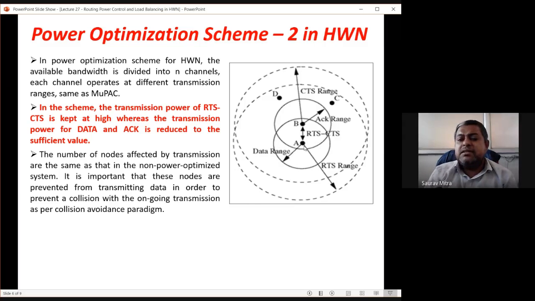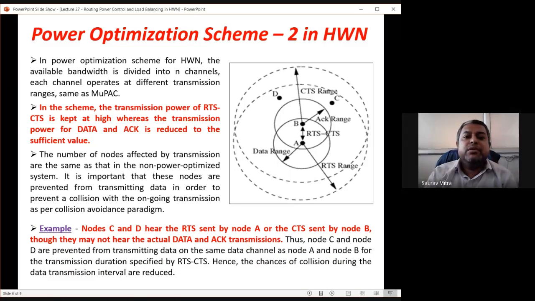So here there will be no collision because A is telling C and D that I am transmitting by RTS signal. B is telling C and D that I'm transmitting CTS, that is, I'm in couple with A, and then B is sending the acknowledgement signal with a lower power. So this acknowledgement will come only to A, acknowledgement will not go to C and D. This data will come only to B from A, data will not go to C and D. So telling others that I'm doing it, and doing it only for the coupled node. So this is the characteristic of a very smart HWN kind of power optimization scheme.